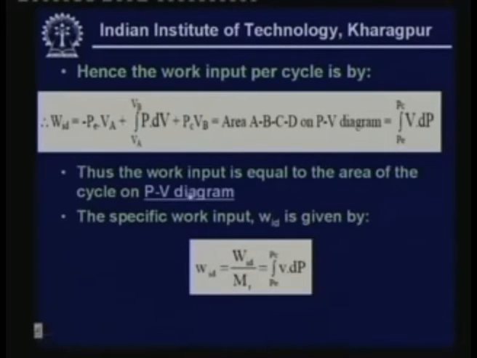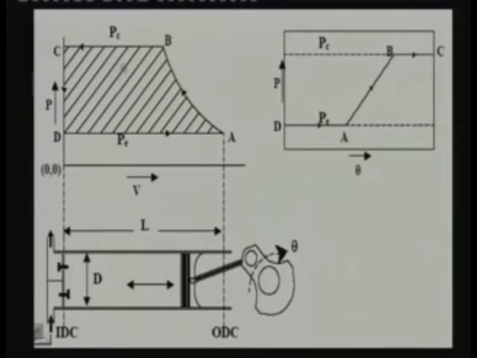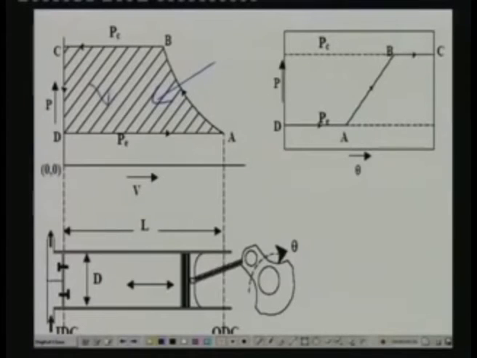That means on the PV diagram, this is the hatched area. This is the total work input. This can be obtained by integrating VdP. That means you take a small element at pressure P and integrate it from this volume to this volume. So this becomes integral VdP, and this is dP.